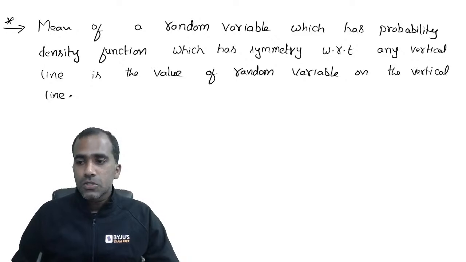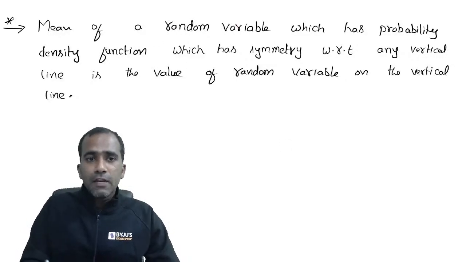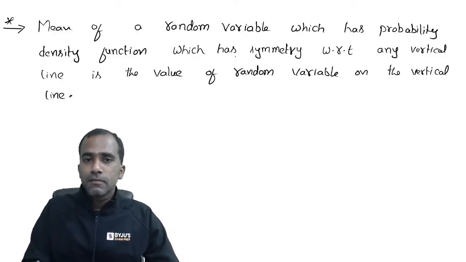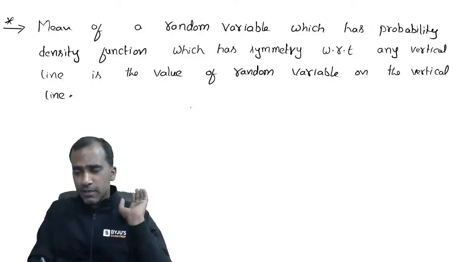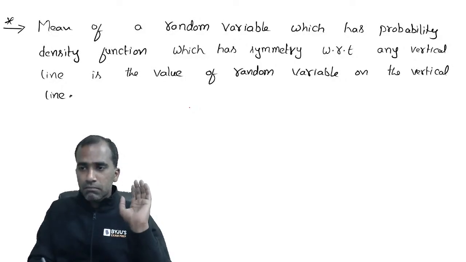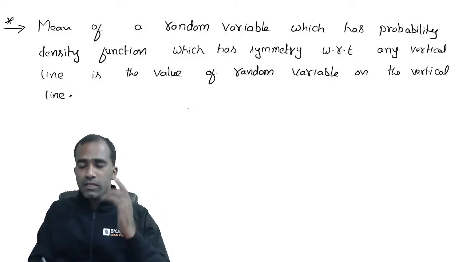Right. So one more important point I want to revise here. The mean of a random variable which has a probability density function which has symmetry with respect to any vertical line is the value of the random variable on the vertical line. So what I mean by this? See, not all PDFs are symmetrical, correct? But certain PDFs are symmetrical, no? With respect to some line.